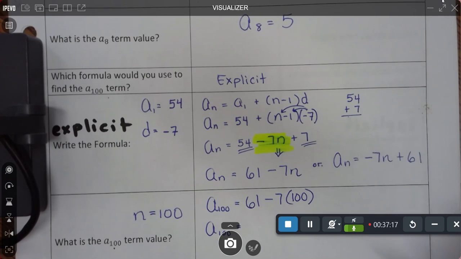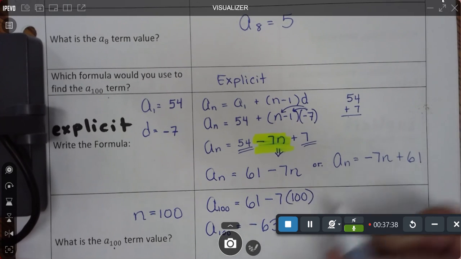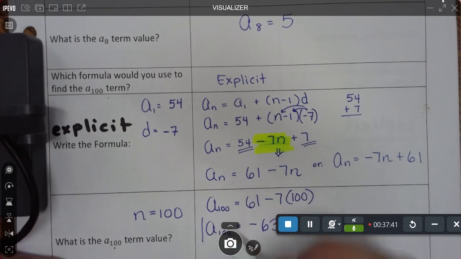Anybody, let's go. I know you all have a calculator. -639. I need various confirms. All right. Okay, excellent. -639. You've been validated, my student. All right, there you go.